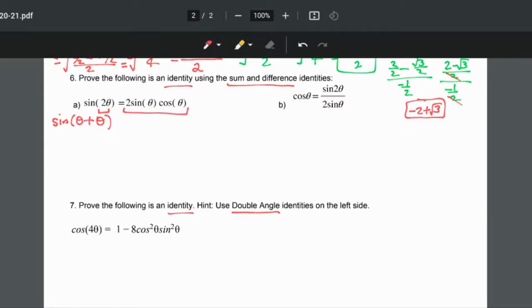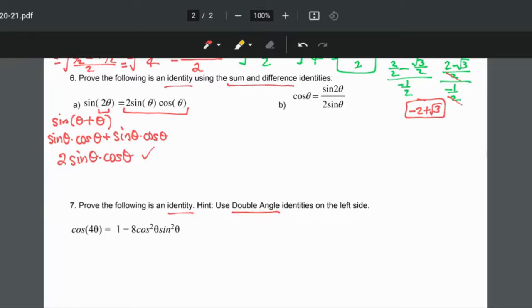So if we look back to our sum and difference identities, when we do sine of some angle plus another angle, it's sine of the angle times cosine of the second angle plus sine of the second angle times cosine of the first angle. And we have sine cosine plus sine cosine of just theta. And so that really is 2 sine theta, cosine theta. So that does match up with what we wanted on the right side.